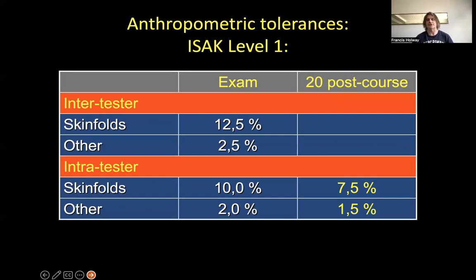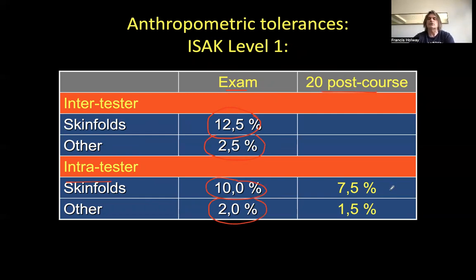Now, there are tolerances in order for you to pass the ISAC exam and for your 20 post-course profiles. For skin folds, the tolerance is 12.5% error. For other measures, it's 2.5% at the exam level, okay? This is for the differences between the criterion measurer, the instructor, and yourself. Within yourself, for skin folds, you need no larger than a 10% error, and no larger than 2% for other measures, okay?